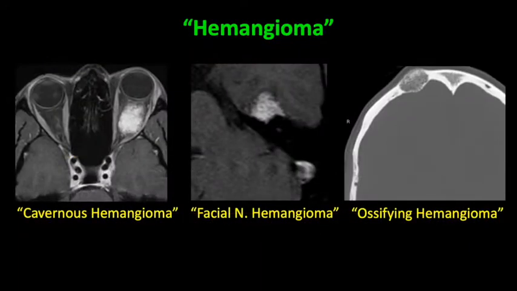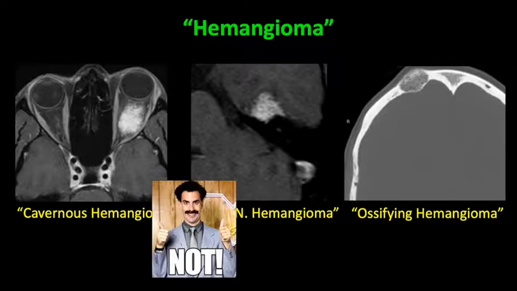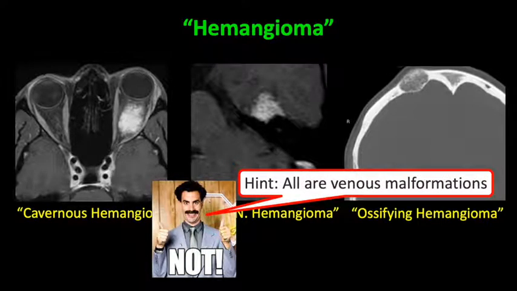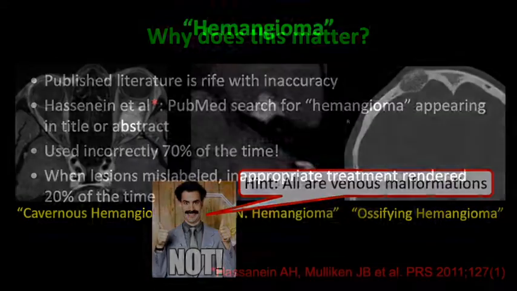For example, these lesions are all called hemangioma. We see the enhancing orbital mass called a cavernous hemangioma. The middle image is an enhancing lesion along the petrous ridge, which gets called a facial nerve hemangioma. And finally, the image on your right shows what is called an ossifying hemangioma. But, as the quotation marks imply, these are not correct. Borat will actually help us out by giving us a hint that these are all, in fact, venous malformations, and we'll visit these lesions in a few minutes.